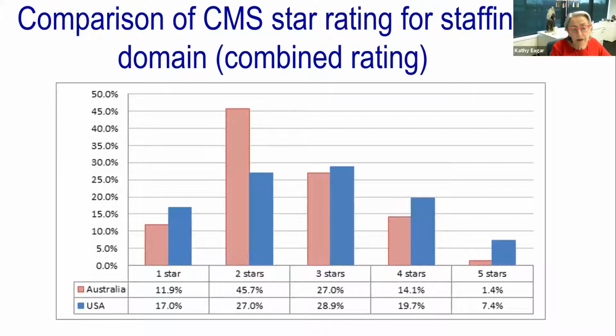This is the American 5-star rating system, and the blue is how those stars split in America, and the pink is what it looks like for us.